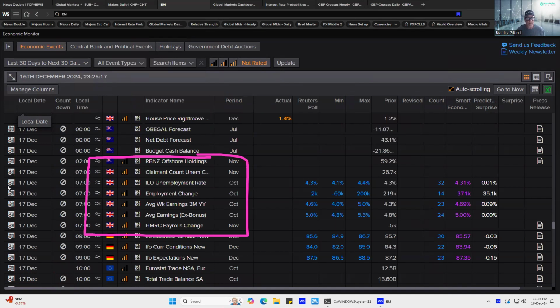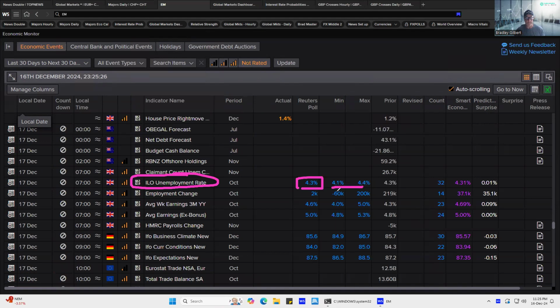Now, the two key components here for new traders looking at the economic numbers, you got the unemployment rate, which is 4.3. The range is 4.1 to 4.4. And really, the other number to look at is the employment change, right? We're looking at 2K, and the range is quite massive, right? Minus 60K to plus 200.